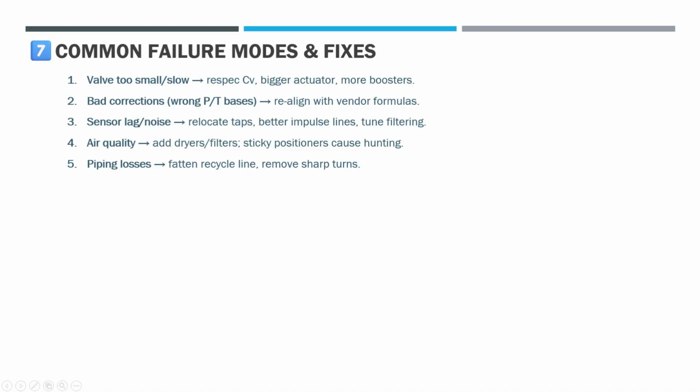Common failure modes and fixes. Valve too small or slow: respect CV, bigger actuator, more boosters. Wrong PT corrections: align with vendor's formulas. Sensor lag or noise: relocate taps, clean impulse lines, tune filters. Bad air quality: dryers and filters to avoid sticky valves. Piping losses: increase line size, avoid sharp turns.